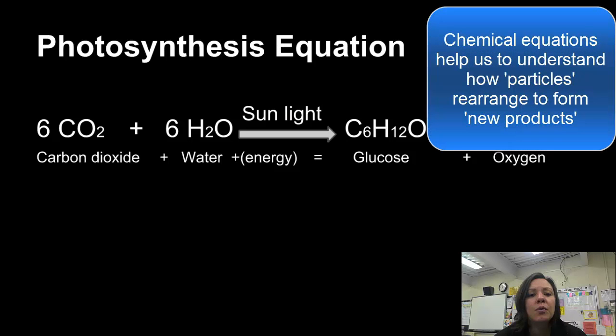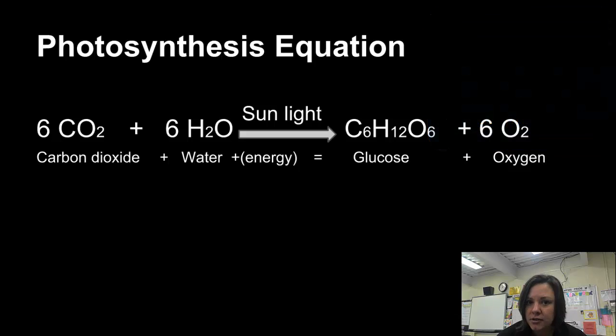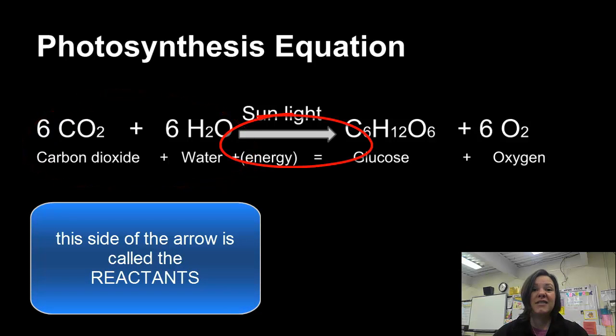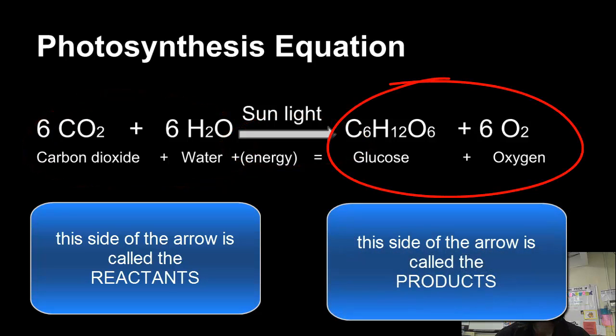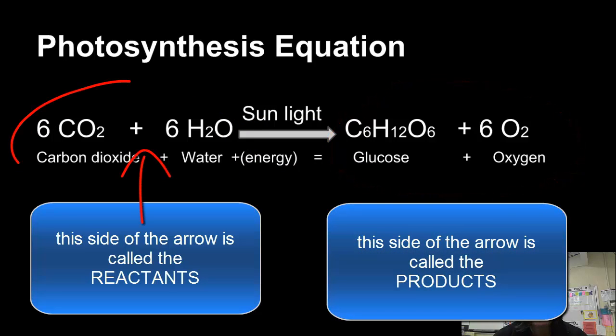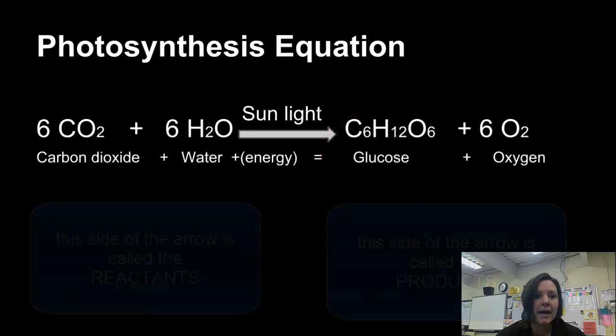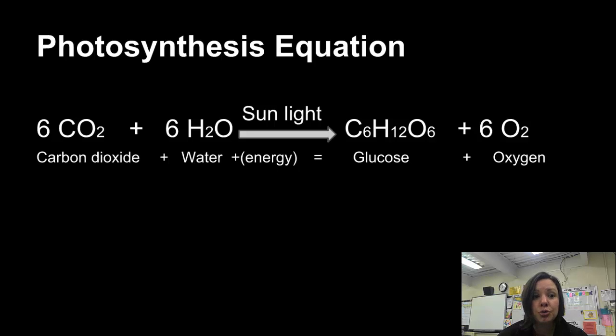Now, one of the things we're going to start talking about is chemical equations. Chemical equations look just like this, where you have some things on one side, then an arrow, and then some stuff on the other side. The things on the first side are called the reactants. Those are the things that, when they combine together, cause a chemical reaction to occur, or cause new chemicals to form. The things on the product side of the equation are being made from the reactants, so something new is formed.